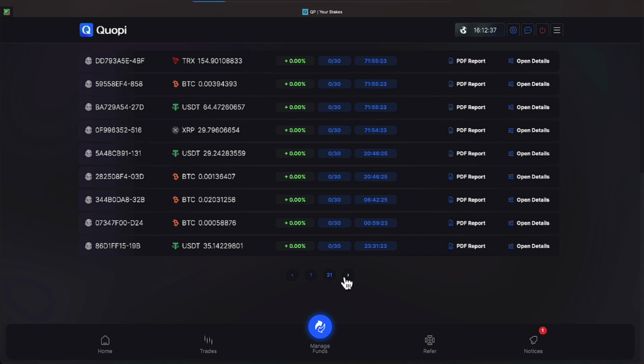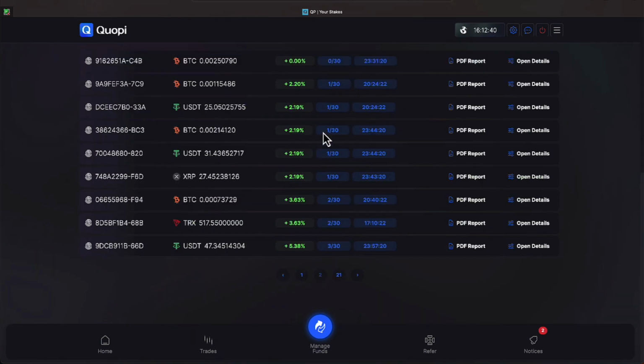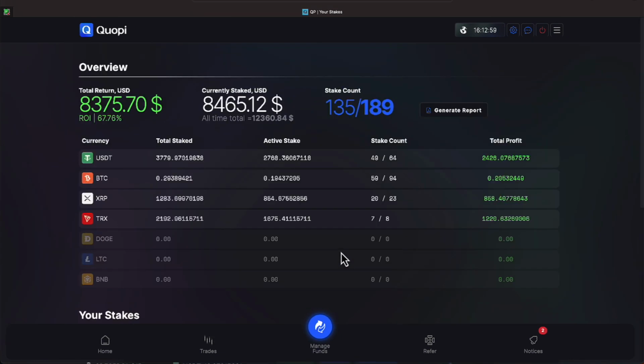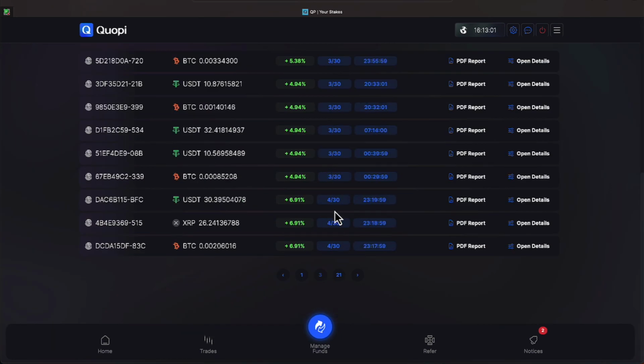All right, let's go ahead and go to 1 day or more in staking period. All staking, again, is 30 days. On 1 day, Quopi has achieved a 2.19 or a 2.20%. On 2 trading days for this account, Quopi has achieved a 3.63%. And on 3 days, Quopi has achieved a 5.38%. And on 4 trading days, Quopi has achieved a 6.91%. That's outstanding results there.